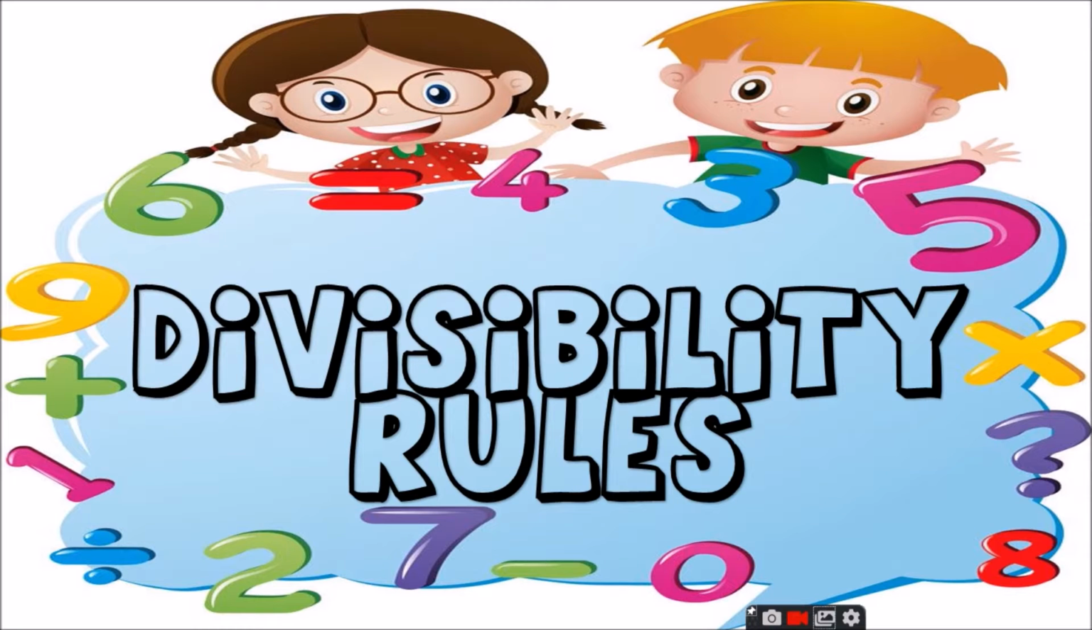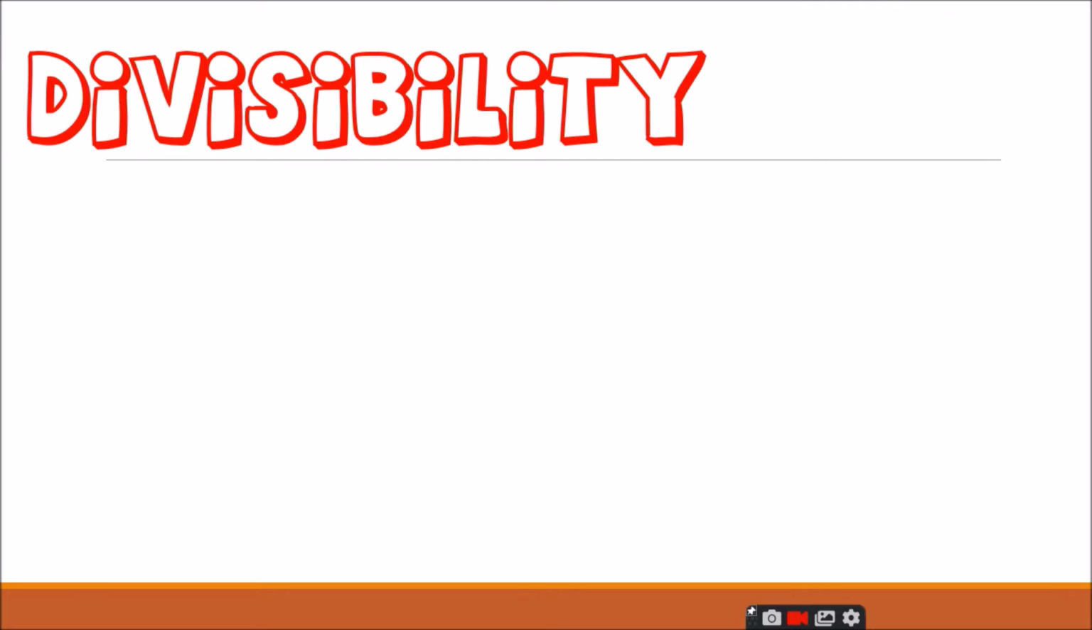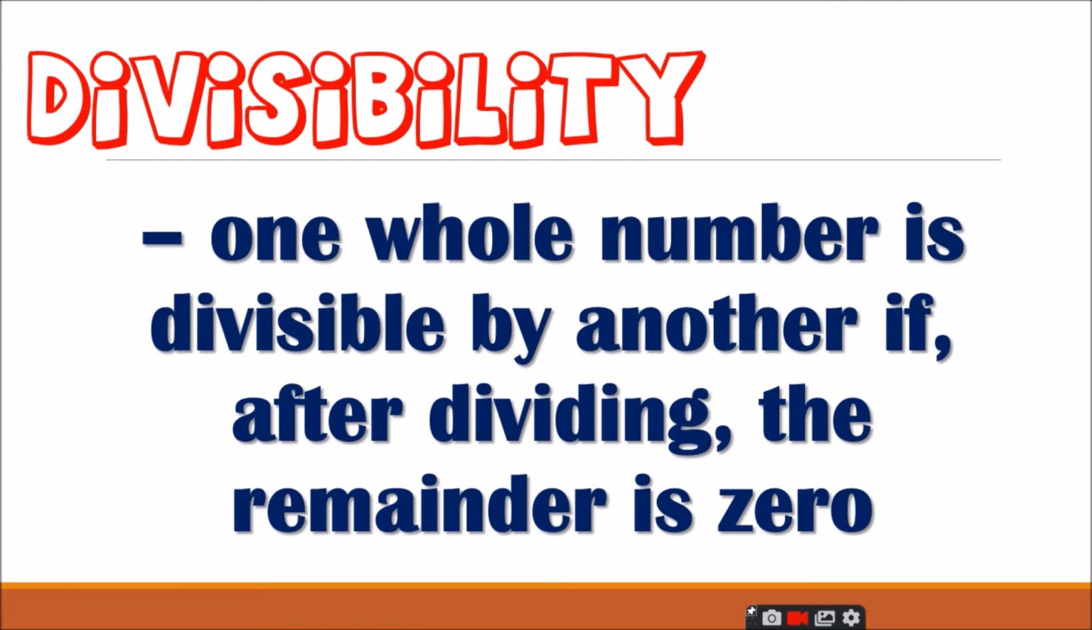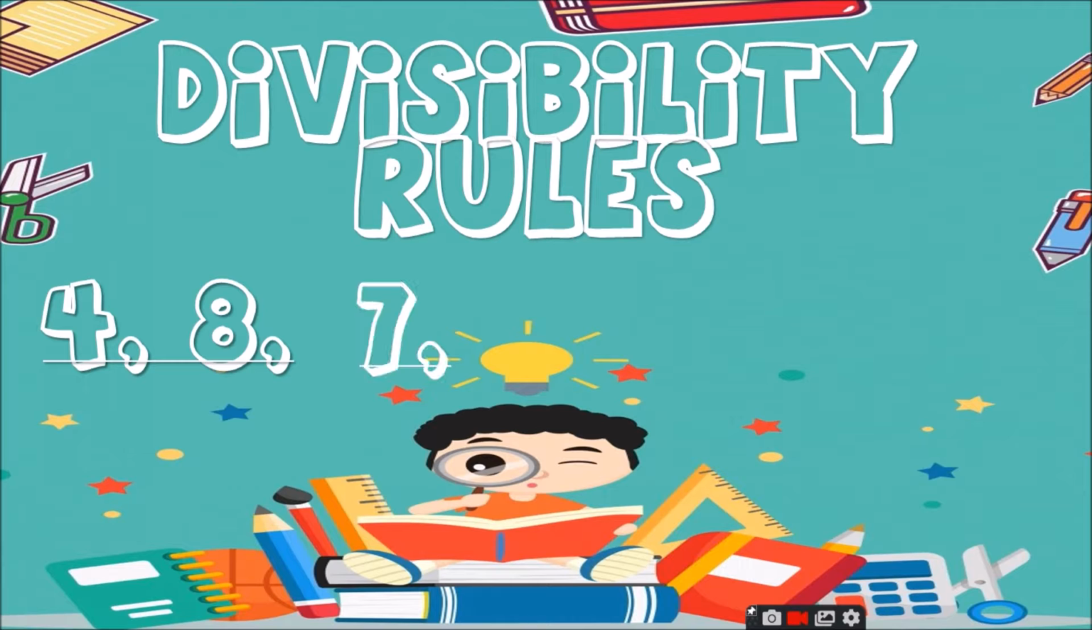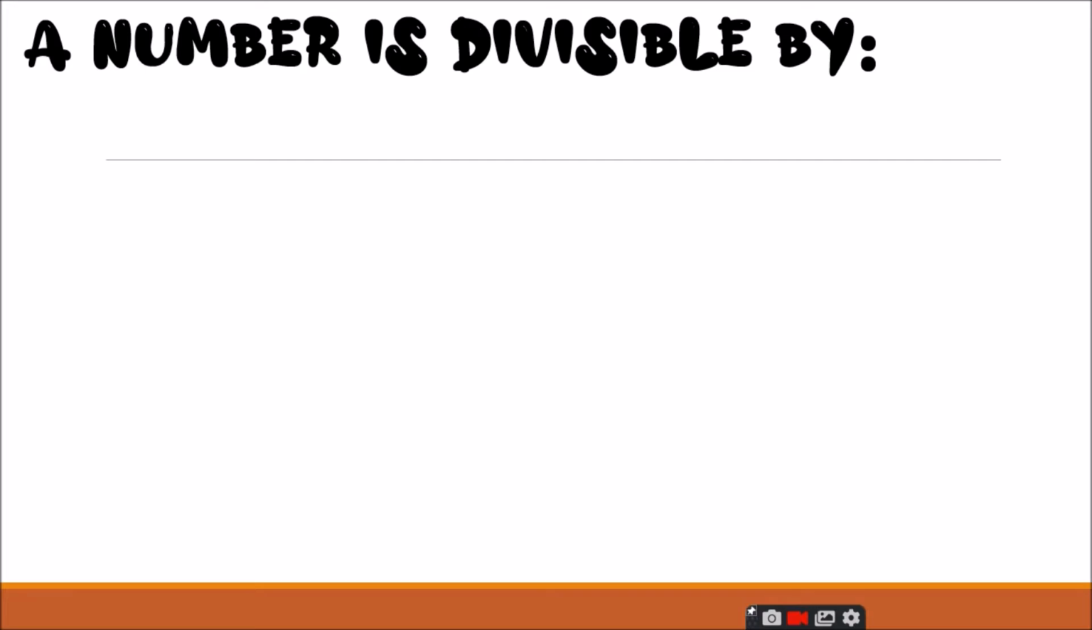Hi, my dear students. So today we're going to learn still about divisibility rules. So take note, one whole number is divisible by another if after dividing the remainder is 0. Today we're going to learn about divisibility rules of 4, 8, 7, 11, and 12.